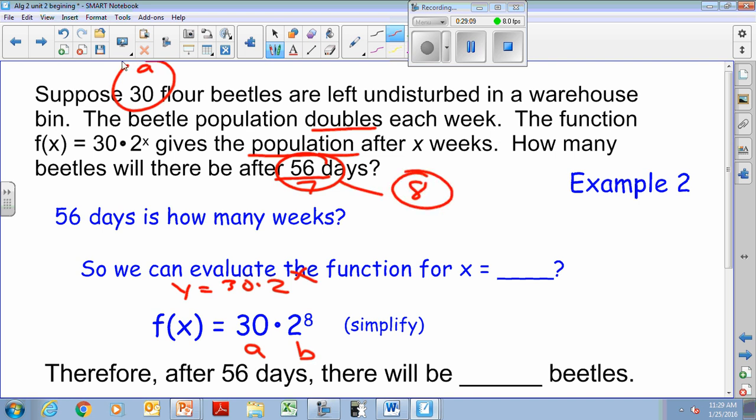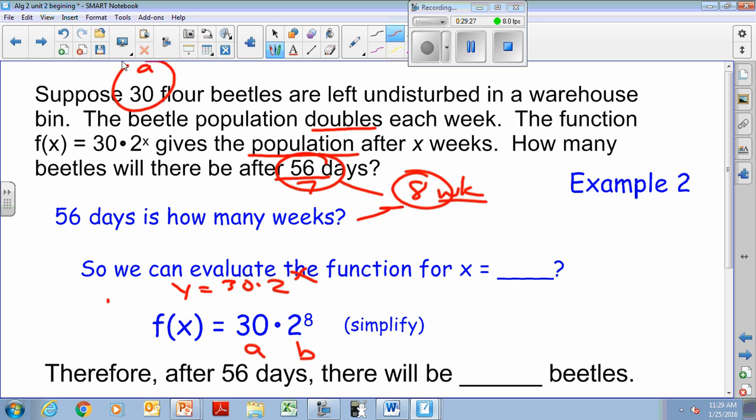So really what they're asking me, this is what I'm trying to say to you. Because they gave us the formula, you got to be careful. Somebody might have just put in a 56 for the x. You got to know what you're putting in for the x. 56 days is how many weeks? I just answered that without even reading it.